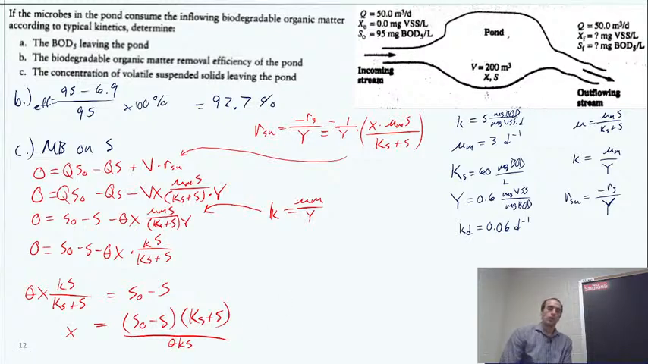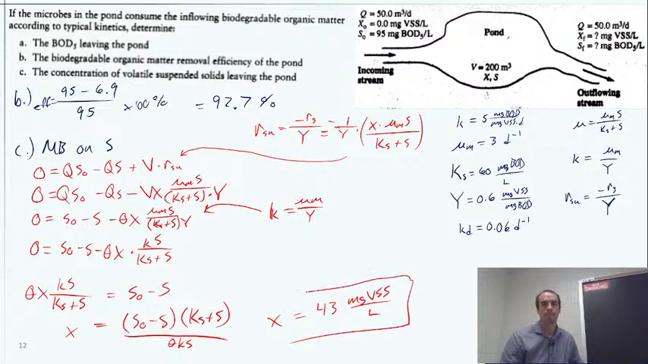Okay, so with that, we should have all the pieces. And if I look back at my notes, X should be 43 milligrams ESS per liter. Let me double check that I got the equation right. Okay, does that make sense? All right. So there we have it. Got the growth, the death, and the substrate utilization.